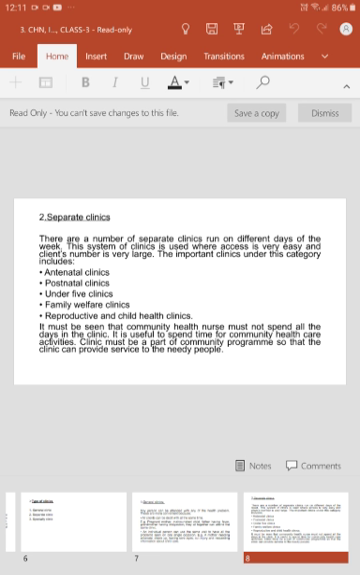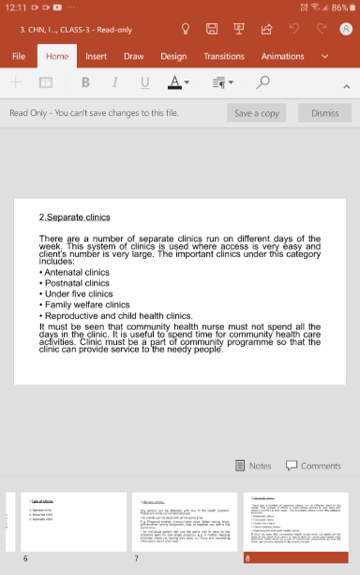So children come to get care in the under 5 clinics. Then the fourth one is family welfare clinics. For the family, family welfare and family planning can be done with the help of these clinical visits.